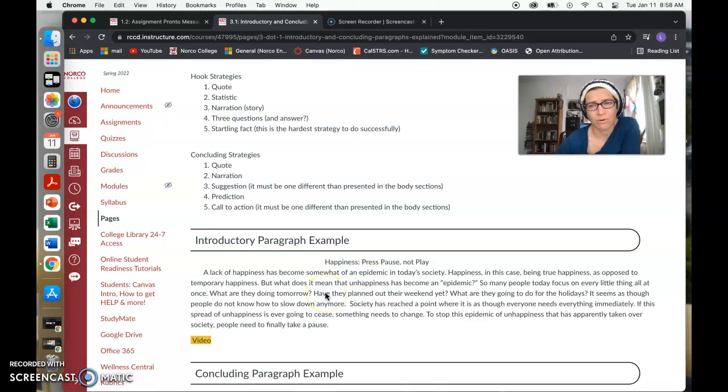So many people today focus on every little thing all at once. What are they doing tomorrow? Have they planned out their weekend yet? What are they going to do on their holidays? It seems as though people do not know how to slow down anymore. So again, it's narrowing into the focus of the more specific topic this person wants to look at.